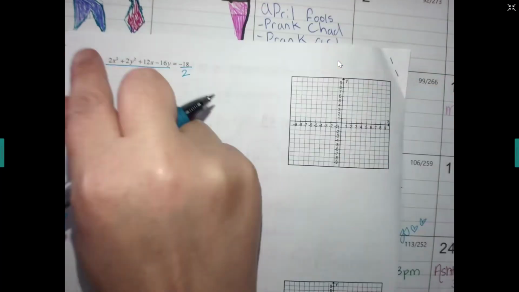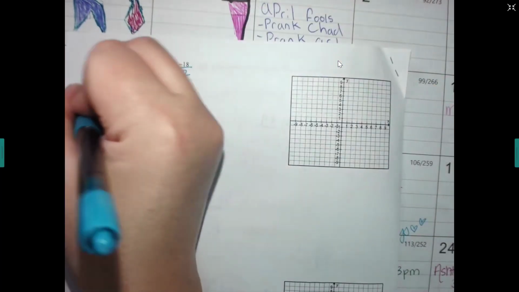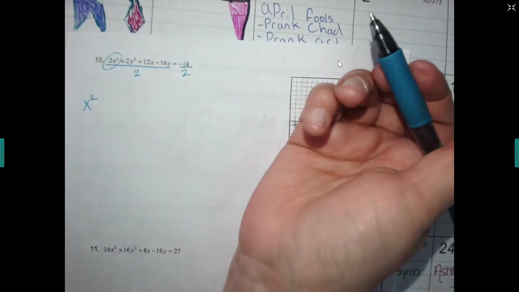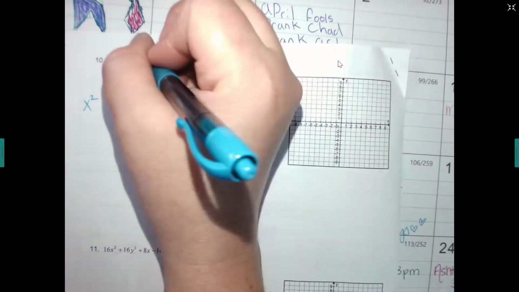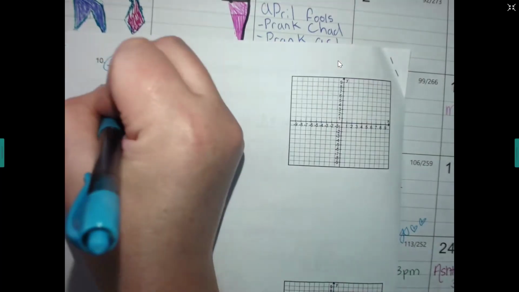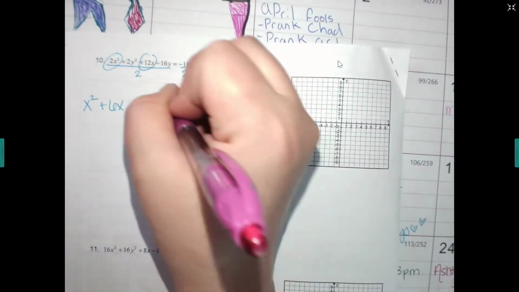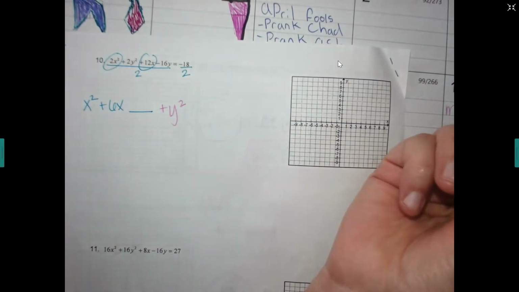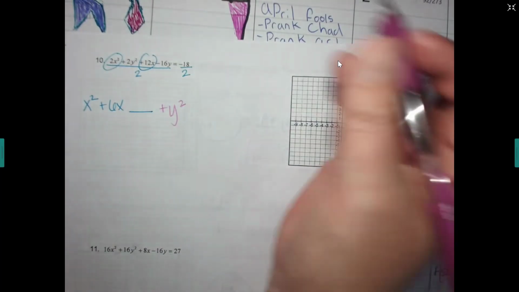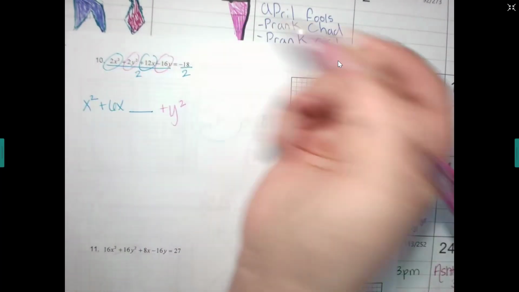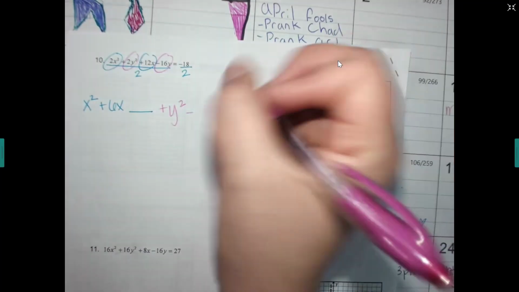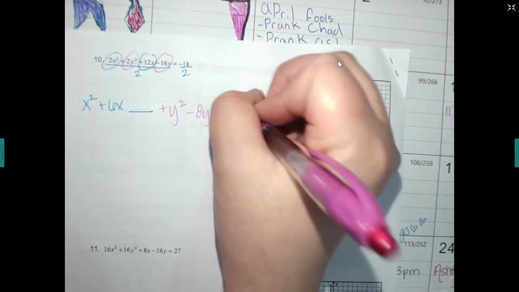So for this one, 2 divided by 2 gives me a regular X squared. What would the next term be that I would divide by 2? Because remember, I want to put them in order. The 12X, divide that by 2. Now that's a 6X. Don't forget your blank. Then my 2Y squared divided by 2. Now it's a regular Y squared, which is what I want. And then the -16Y, what would that go to? 8Y. Don't forget your blank.